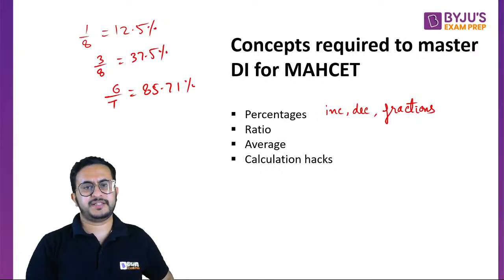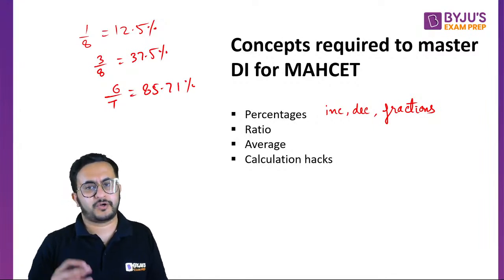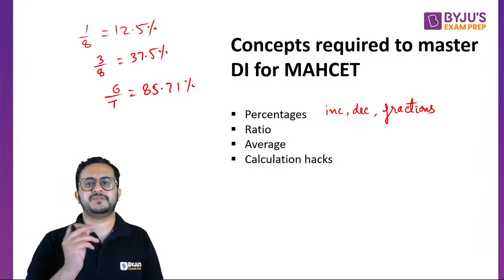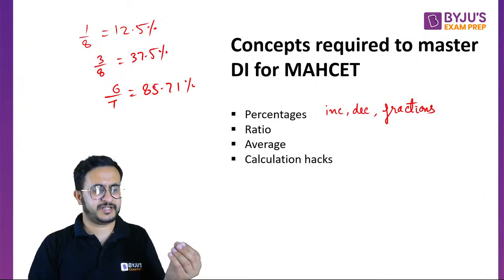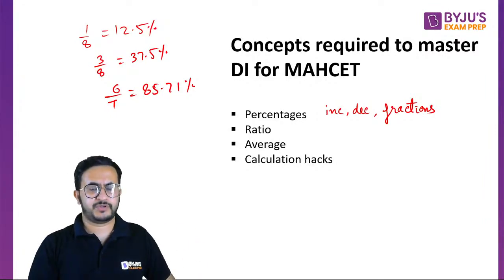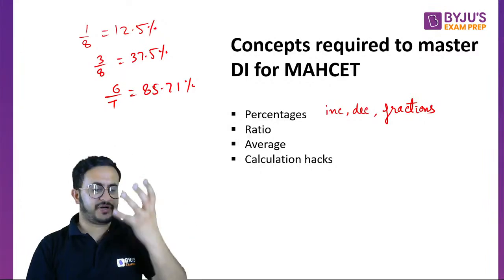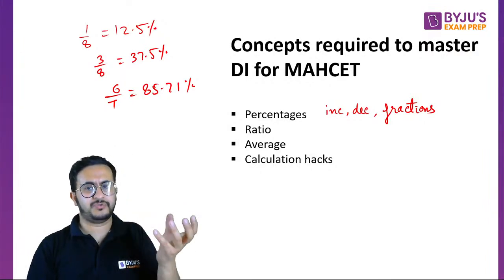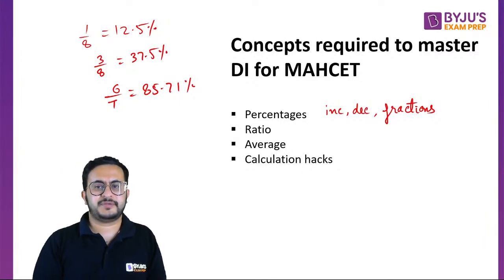So that is one thing that you need to master: the percentages, the basics, the concepts. What is percentage increase, what is percentage decrease? When it says how much percent more, how much percent less, how do you compare that? Then, related to ratios, how to use ratios. Averages, how to find averages in an efficient way, how the average changes when values are increased, etc. And some calculation hacks, right?